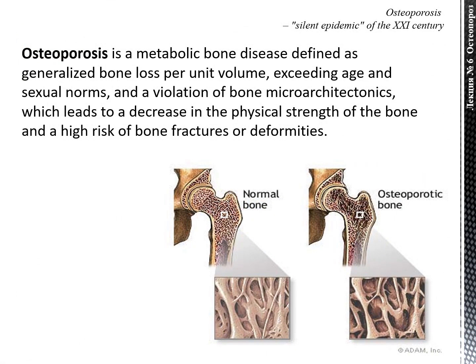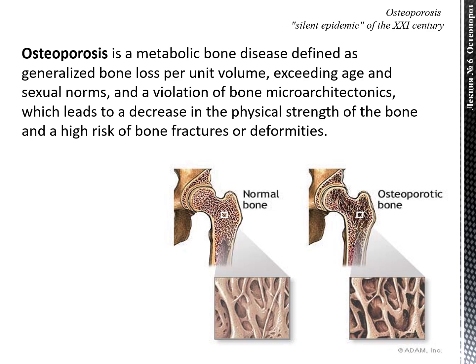So, what is osteoporosis? Osteoporosis is sometimes called the silent epidemic of the 21st century. Here is a comparison or an epithet. So, osteoporosis is a metabolic bone disease, defined as a generalized loss of bone mass per unit volume, exceeding the age and sex norms. That is, normally, with all the desire, with age, bone density, of course, changes and decreases.